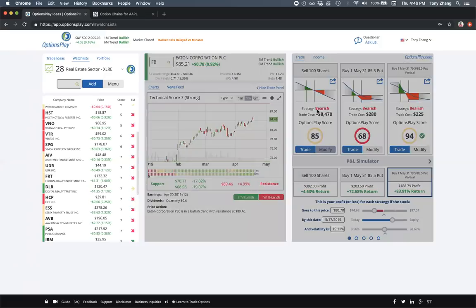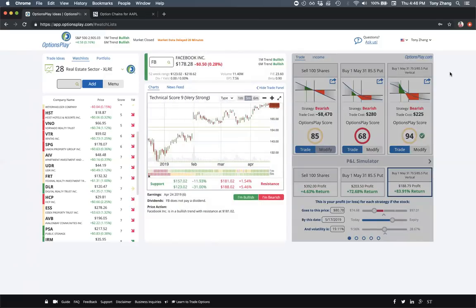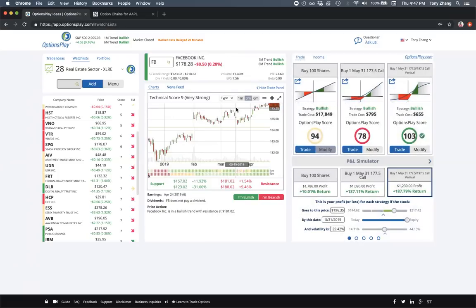So let's go through a few more examples here. Facebook, Matt says he's bullish on Facebook. Facebook recently just broke above that 175 resistance level. So let's take a look. 100 shares, 17 grand. Buying an at-the-money call option, $800. Buying that at-the-money call option, but then selling a 197.5 call against that, brings the cost basis down to $655.